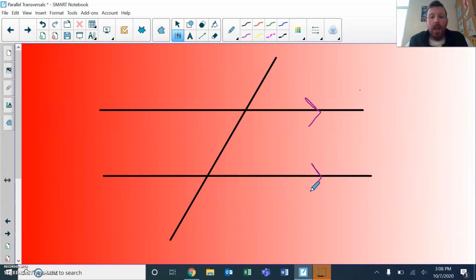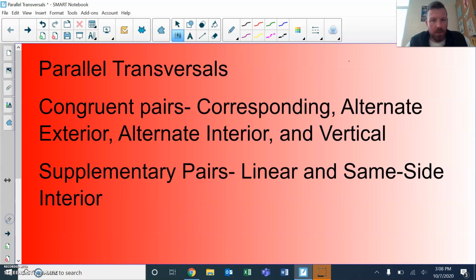Now, if they're parallel, there are certain properties that exist, and that's where I want to go back and look at this real quick. We will have some congruent pairs. And so our congruent pairs are going to be our corresponding angles. They're going to be the same measurement. That's what congruent means. Alternate exterior, alternate interior, and vertical, which, you know, vertical are always congruent, but they still play a role here.